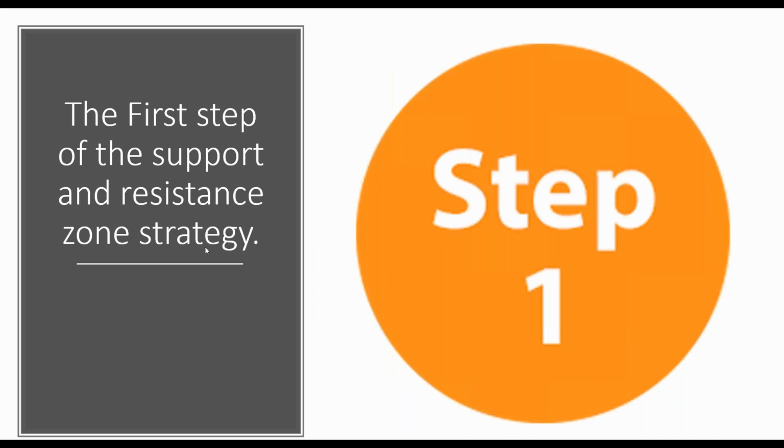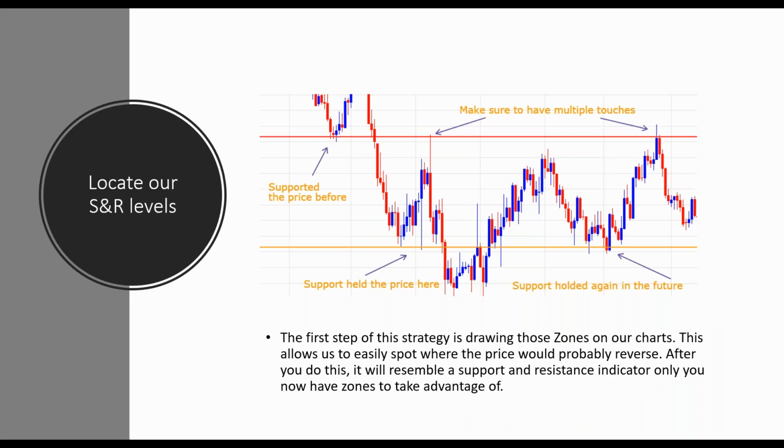The first step of the support and resistance zone strategy is drawing the zones on our charts. This allows us to easily spot where price would probably reverse. After you do this, it will resemble a support and resistance indicator, only now you have zones to take advantage of. This doesn't mean there is a rule, there's no law, there's not even a percentage that price will reverse at these levels.